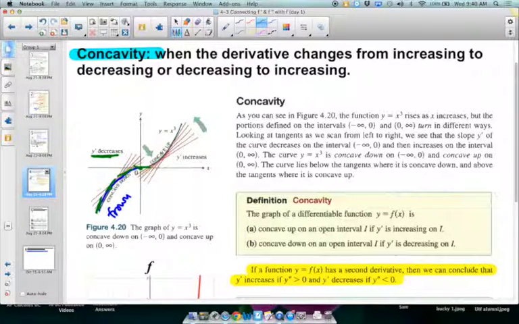If something is getting steeper and steeper and steeper, and people were thinking of this and saying, well, that looks like a smile, we call that concave up. So as it goes from being a flat value to being more and more vertical, that is defined as concave up. So we start to see that smile.